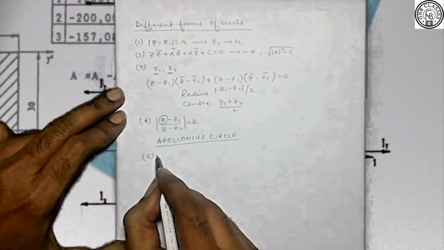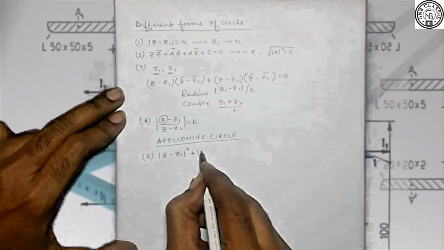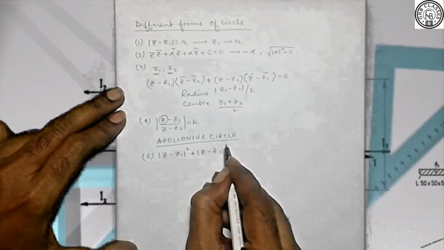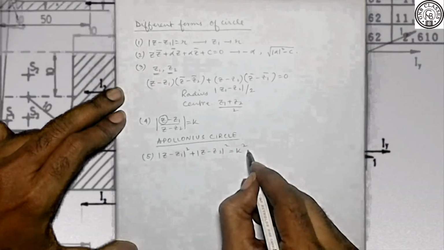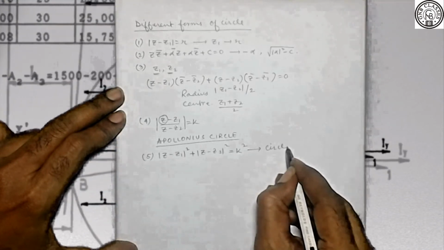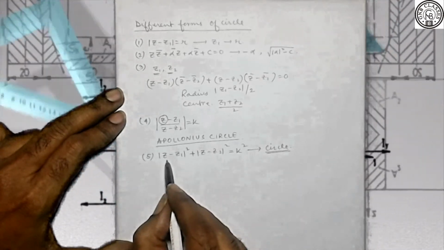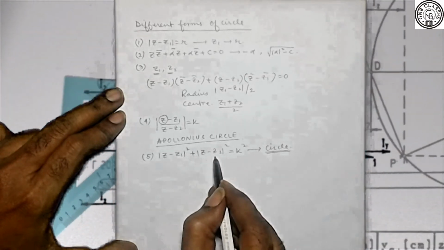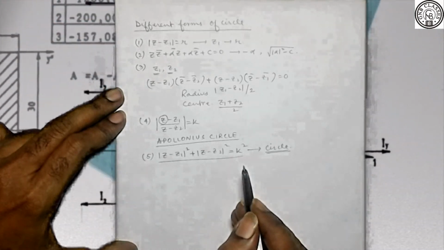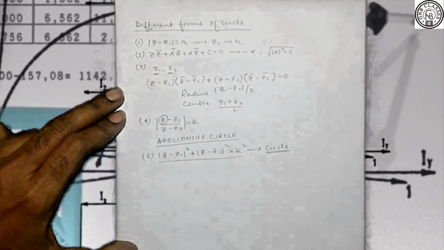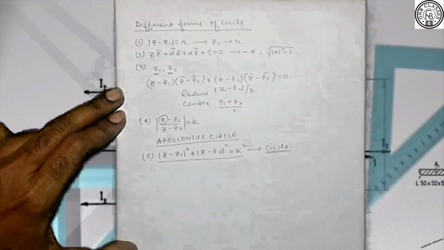Number 5. If mod of Z minus Z1 square plus mod of Z minus Z2 square equals K square, if this represents a circle, then what is the condition? This is my question right now. Mod of Z minus Z1 square plus mod of Z minus Z2 square equals K square. This represents a circle on an Argand plane, depending on a condition. And we will deduce that condition right now. Is it okay? Chalo, let's start.